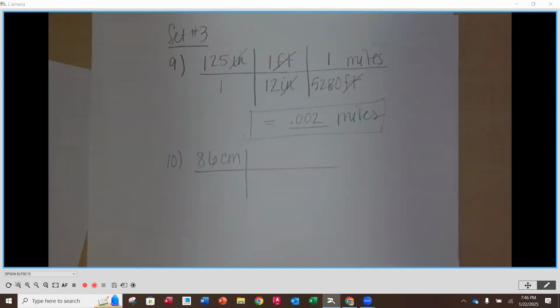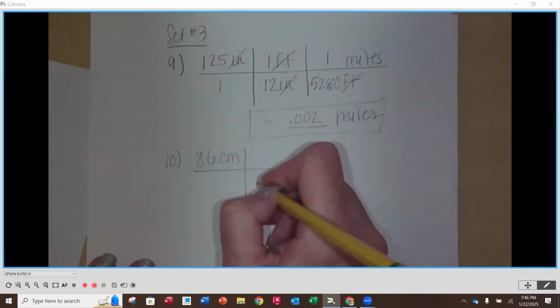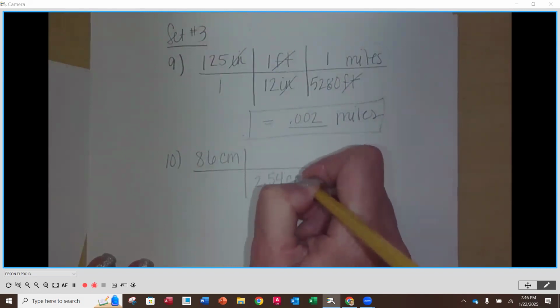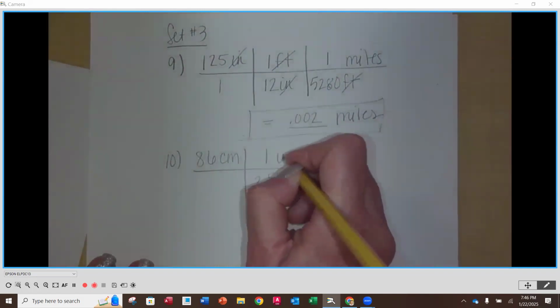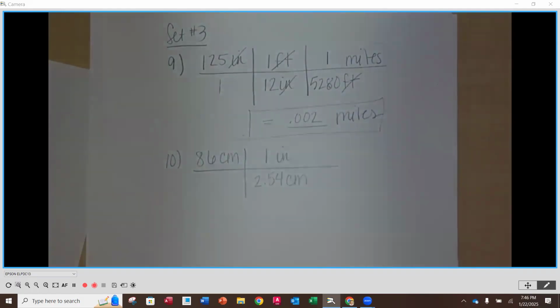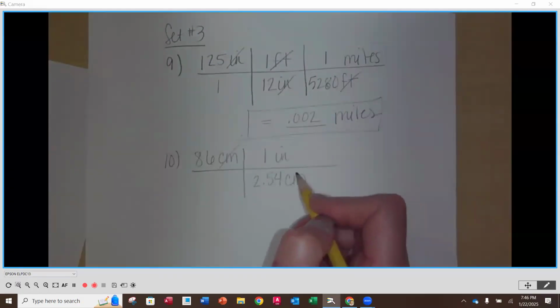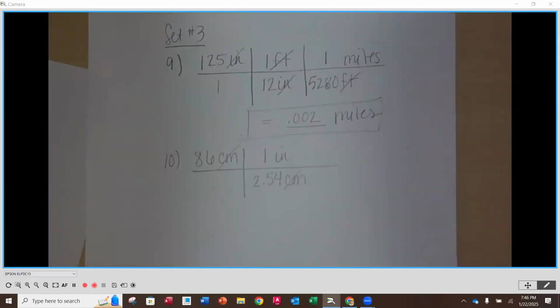Do you guys know the inch? 2.54 centimeters in one inch. That's the one that most of us know. Now you can always look those up, right? They're usually around. So I'm going to use that one. I like that one. So I know that there are 2.54 centimeters in 1 inch. And again, because centimeters was on the top in the first part, I'm going to put centimeters on the bottom so that it cancels out as I multiply across the top, divide by the bottom.